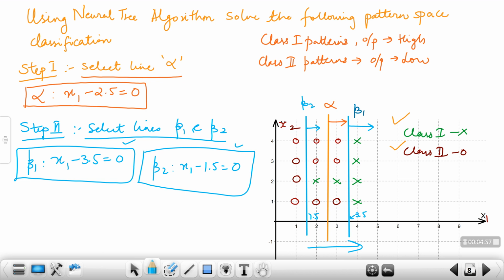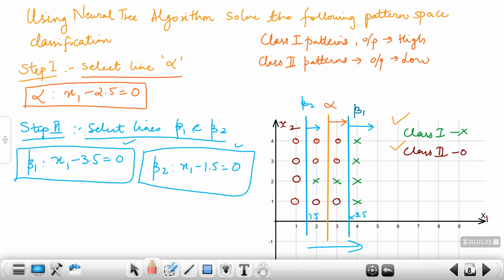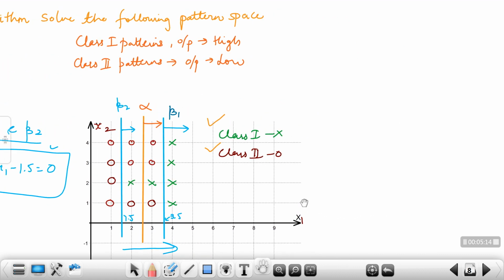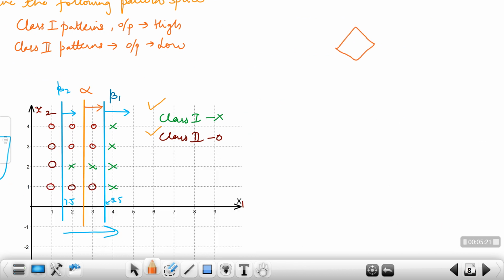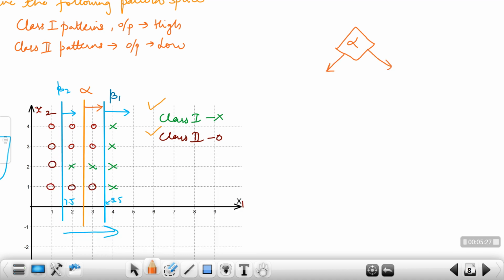Now we move on to the third step, that is step 3. So in step 3 what will happen is that, what we have done so far is we have developed a neural network such that, I will just draw what we have done so far. We have taken the first node alpha, and you can go on the positive side of alpha and the negative side of alpha.